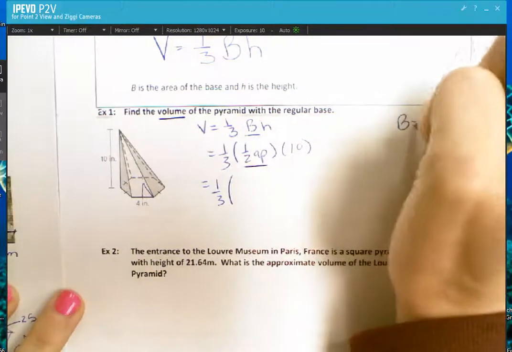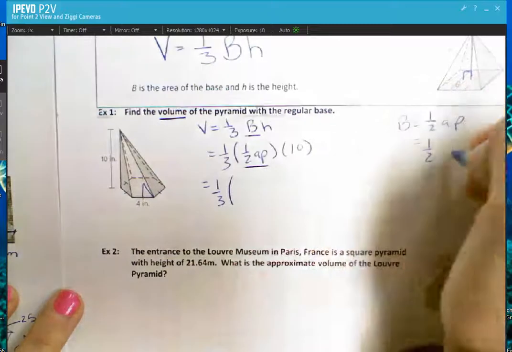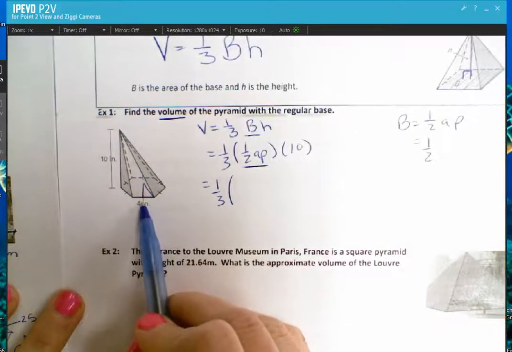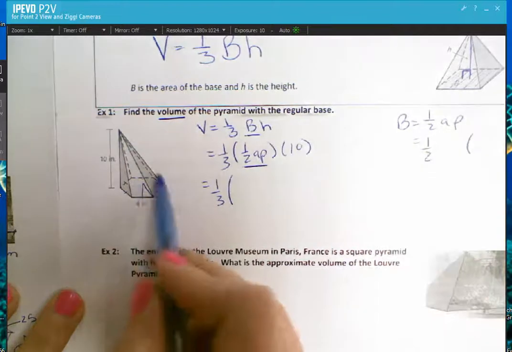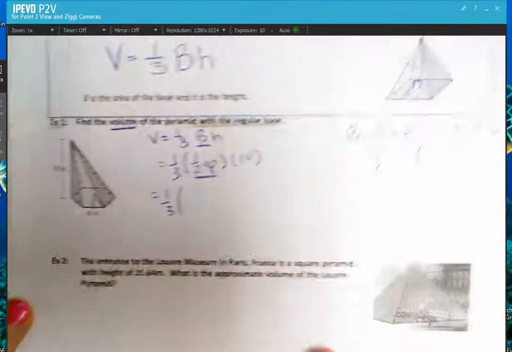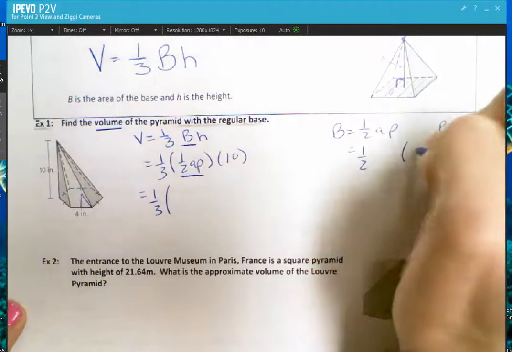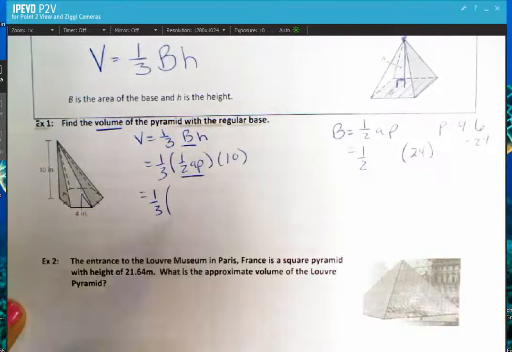So B is equal to 1/2 AP equals 1/2. Apothem is the perpendicular from the center, perpendicular to the side, so we need to go find that. But perimeter is just the perimeter of the base. P is going to equal 4 times the number of sides, so 4 times 6 is 24. So I know I've got my 24. I just got to figure the A piece that I can substitute in here.